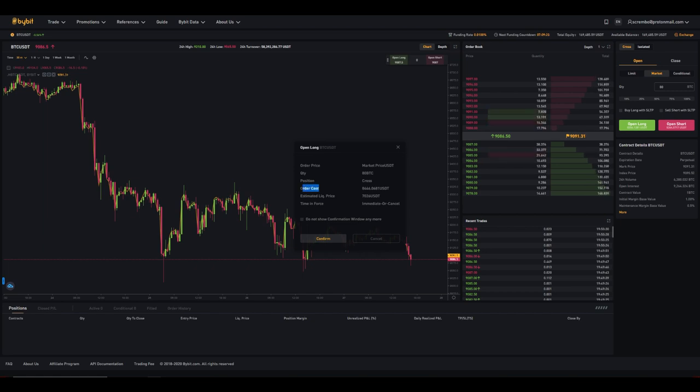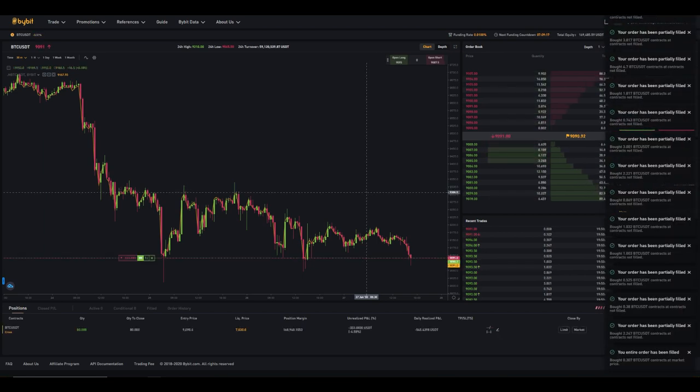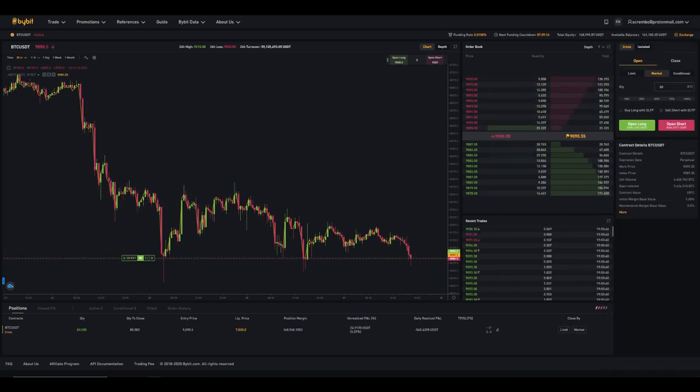8,446 is going to be the order cost. Estimated liquidation appears at 7,000. I've already set that up. We've got some nice and strong stop losses, but here we go, guys. The orders have been filled. We've got our position active on 80 Bitcoins, entry price 9,090, and we're waiting for this one to hit my targets.